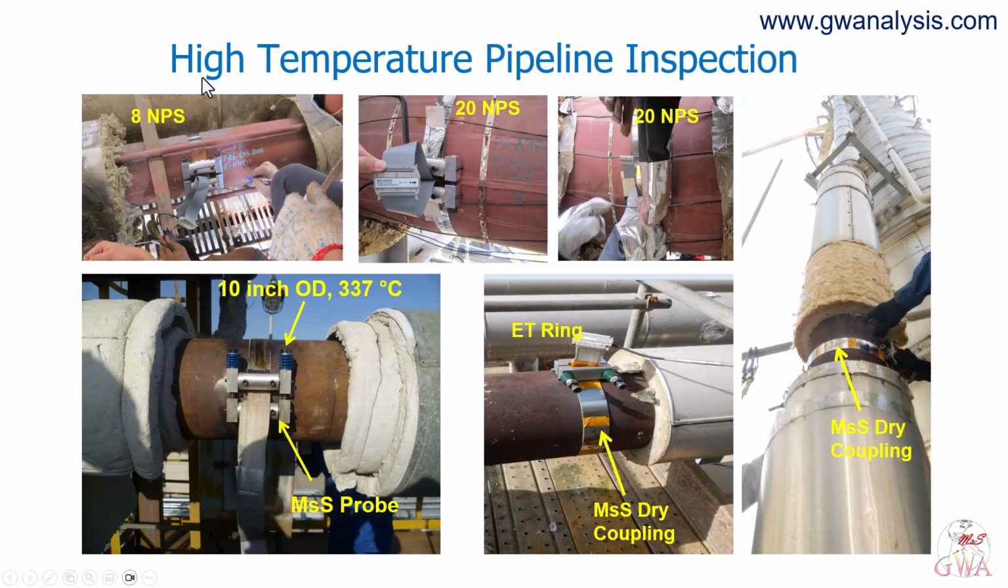These are field photographs of high-temperature pipeline inspection, including a vertical line and lines from 8 MPS up to 20 MPS. One is a 10-inch outer diameter line operating at 337 degrees Celsius, inspected with a dry coupling tool and extra high-temperature ring. The dry coupling tool is what makes this possible. Shear couplant and epoxy bonding both fail above about 230 to 250 degrees. So at this temperature, the dry coupling tool is not a convenience. It is the only method available.